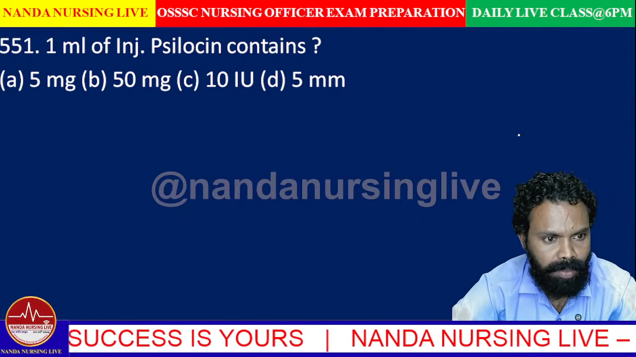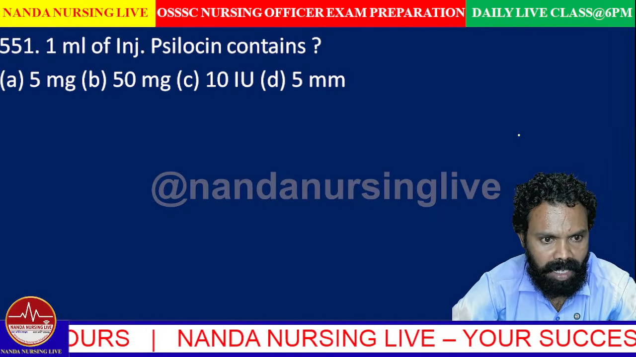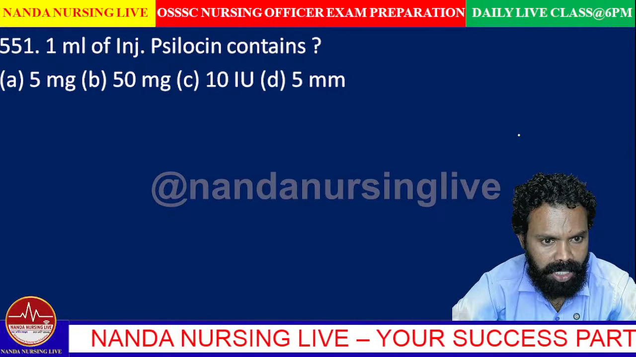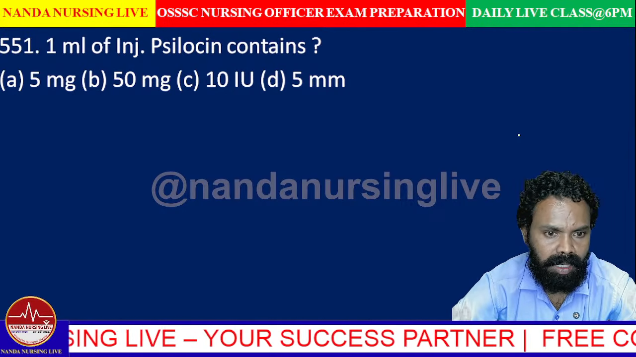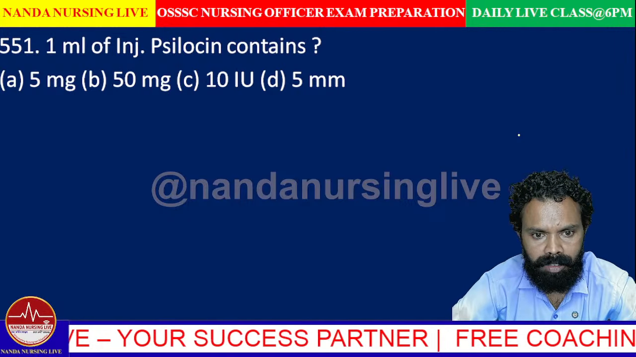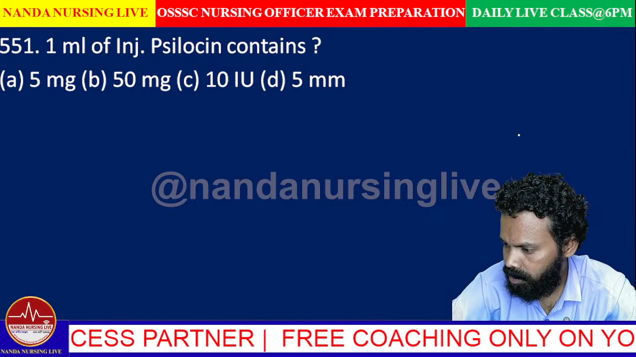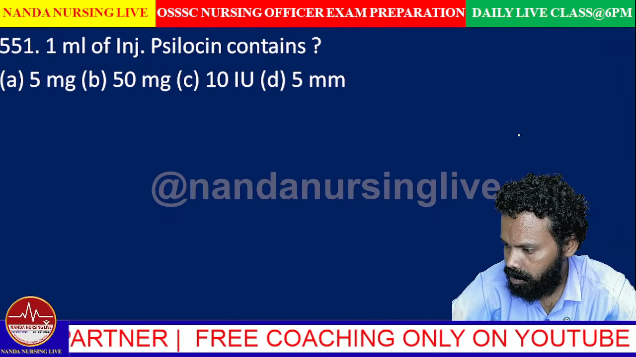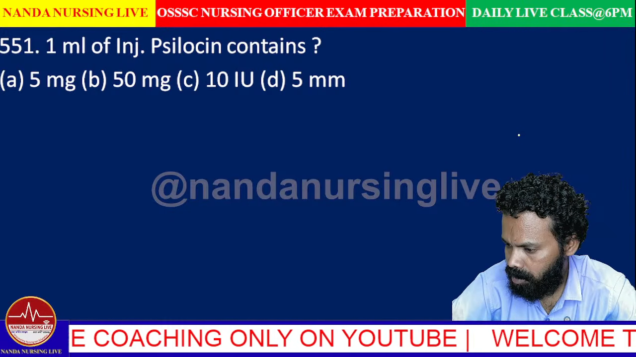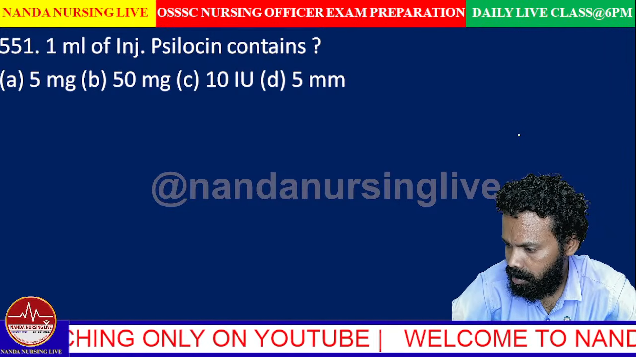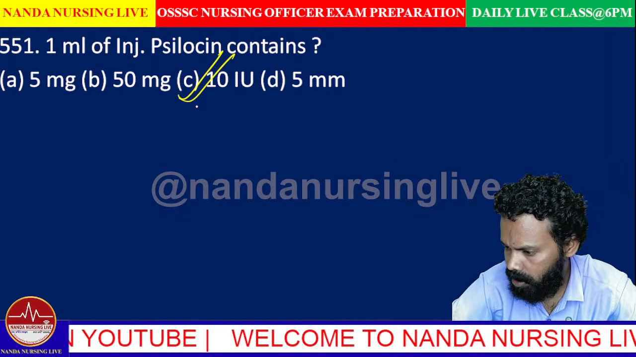Next question, question number 551. 1 ml of injection Pitocin contains, option A is 5 milligram, option B is 50 milligram, option C is 10 international unit, option D is 5 millimeters. So which option is the correct answer? The correct answer is option C, right? 10 international unit.